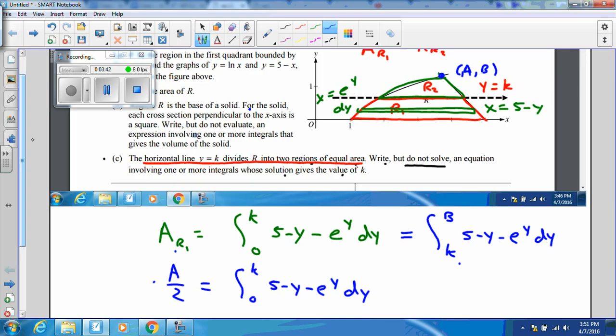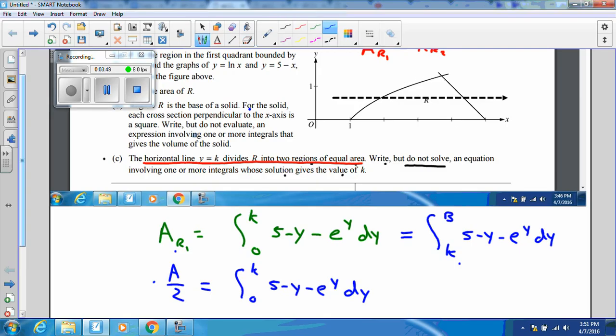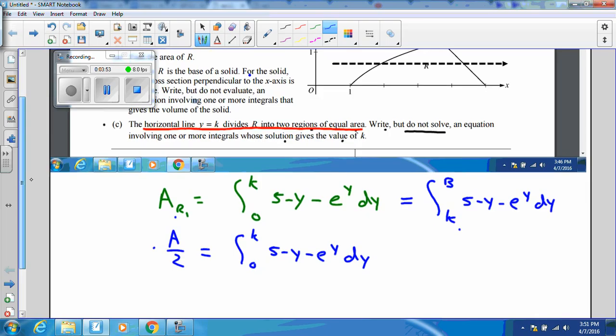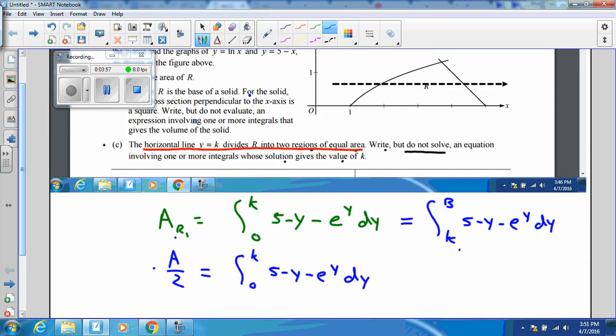Now, I did have students try a couple of other things, and I want to talk about those things and why they don't quite work out. I had several students who saw this horizontal line and thought, my goodness, that looks a lot like an average value. So I had people who tried to make k, y equals k, be the average value of my function here. And so then they dutifully found the average value of a function that was y equals ln(x) up to point A, and then 5 minus x thereafter. The problem with that is that the average value is not exactly right, and here's why. The average value is going to give me a rectangle whose area is exactly equal to the area under the curve.